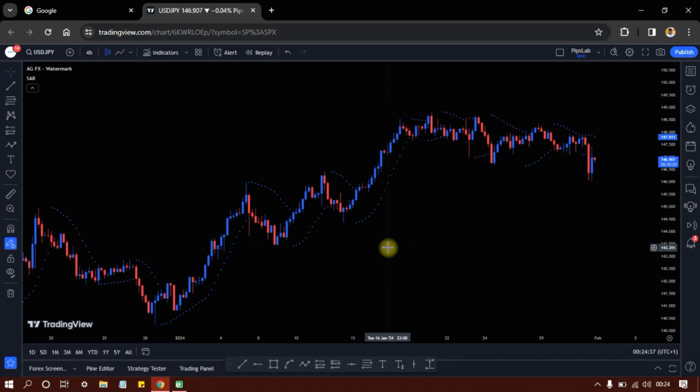Then how can you use it? How can you use it to generate signals? How can you use it to make profits? How can you use it to enter a trade and to exit a trade? Now I'll be taking you through a step-by-step guide on how to do that.